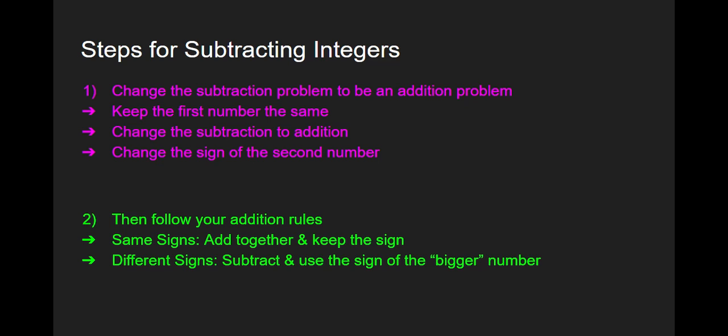You keep the first number the same, you're going to change the subtraction to addition, and then change the sign of the second number. Then you're going to follow your addition rules. So remember, if you have same signs, you're going to add them together and keep the sign. And if you have different signs, then you'll subtract the numbers and use the sign of the bigger number.